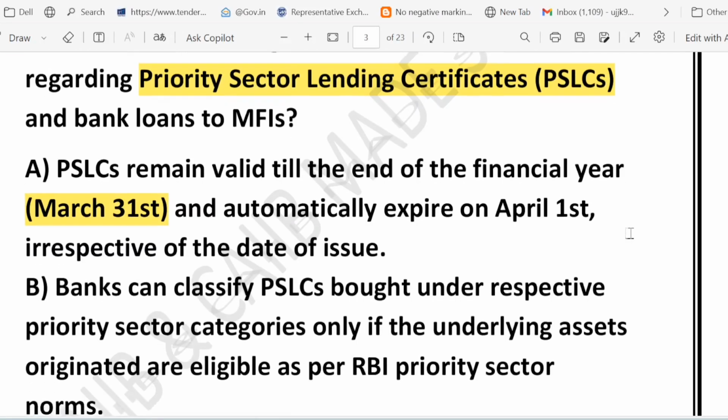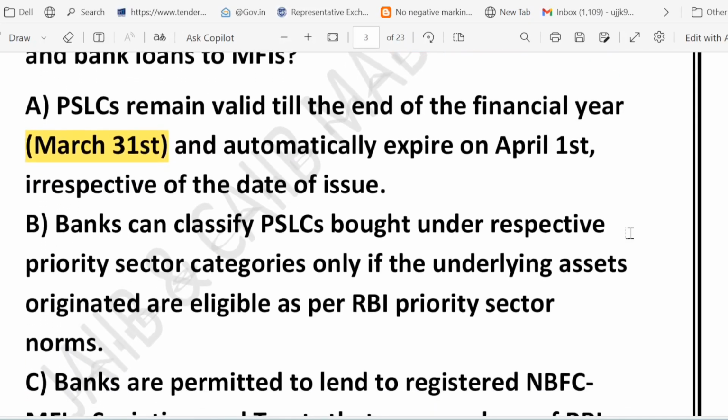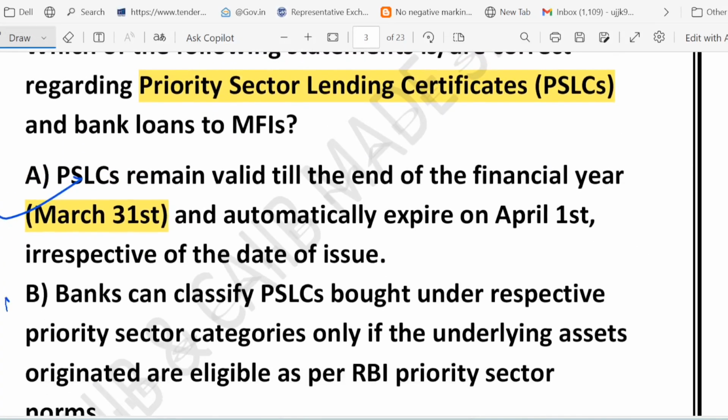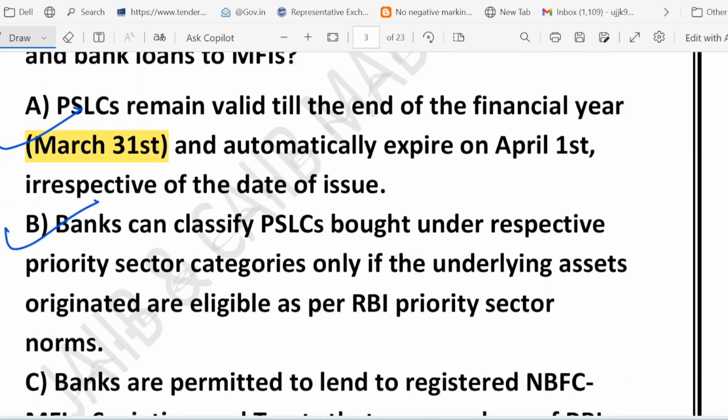What about option number B? Option B says that the bank classifies PSLC under the respective priority sector lending category. Yes, this is also true. We have seen option A is true. The question is asking which is not correct. Option B is also true, because PSLCs are like a right to count. Basically, these are like a right to count another bank's loan as your own priority loan. But if the underlying loan is not genuinely priority sector as per RBI, then buying a certificate will not help.